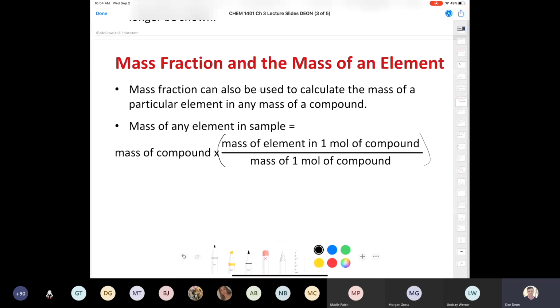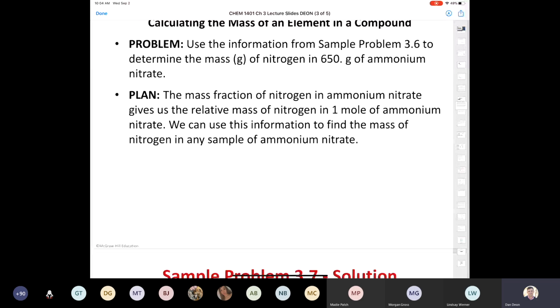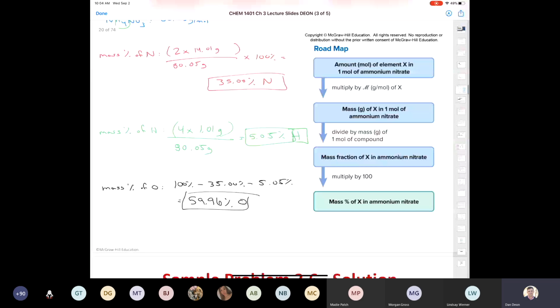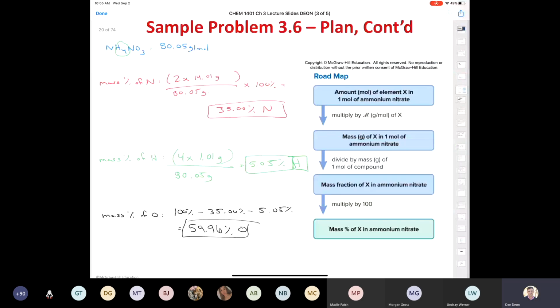And if you're like, show me an example, Mr. Deon, let's do it. It says here, use the information from the last problem that we did to determine the mass of nitrogen in 650 grams of ammonium nitrate. Well, let's back up. I'm not going to scroll all the way back there. I calculated the formula mass of ammonium nitrate was 80.05, and the mass percentage of nitrogen, will this work if I copy it here? Can I paste it in another slide? Let's live dangerously.